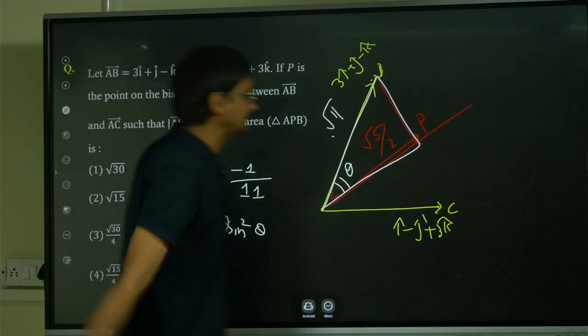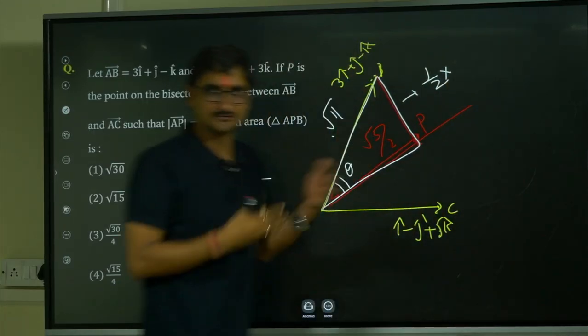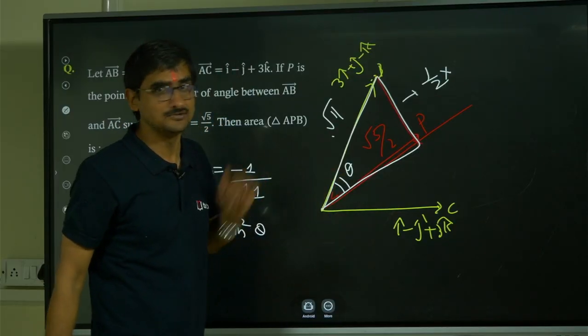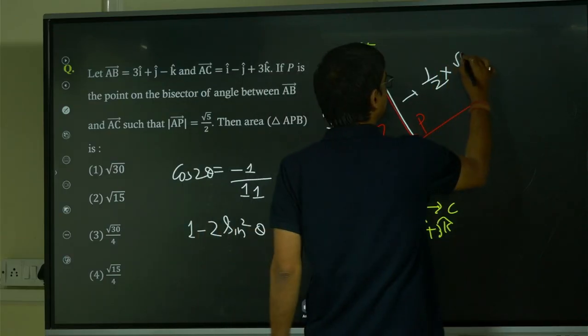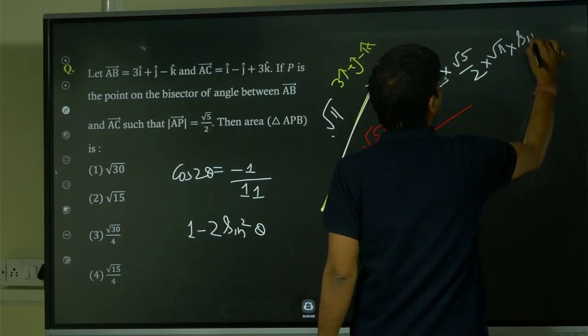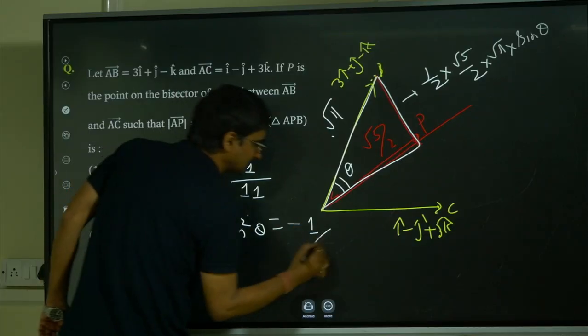See, what I am trying to use is half AB, the product of two sides, into sine of the angle included between those two sides. So half into root 5 by 2 into root 11 into sine of theta. Get sine theta from here, minus 1 by 11.